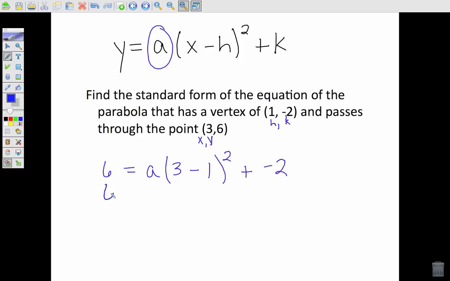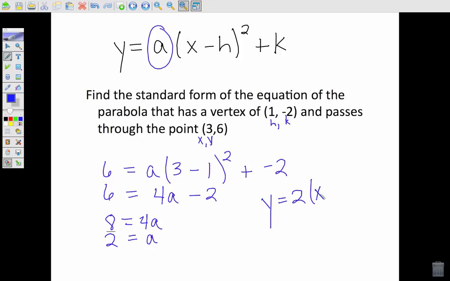I'm just going to keep solving this. So 6 equals, we've got 3 minus 1 is 2, 2 squared is 4, so 4a minus 2. It's 8 equals 4a. This concludes that a is equal to 2. So we can write my equation, y equals 2(x minus 1) squared minus 2. There's your complete form for that quadratic.